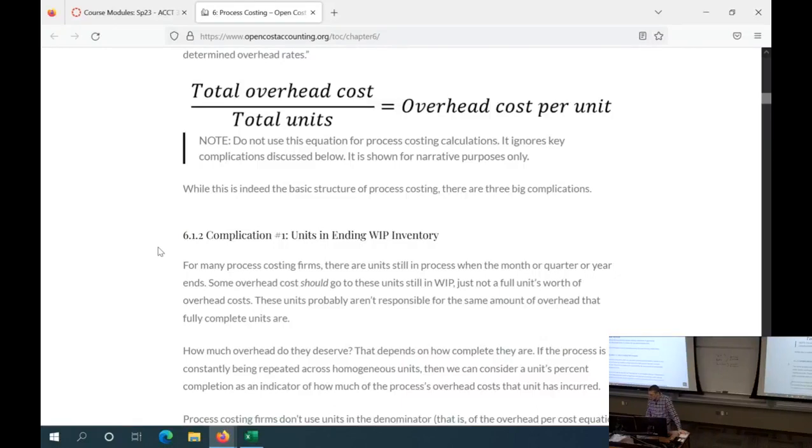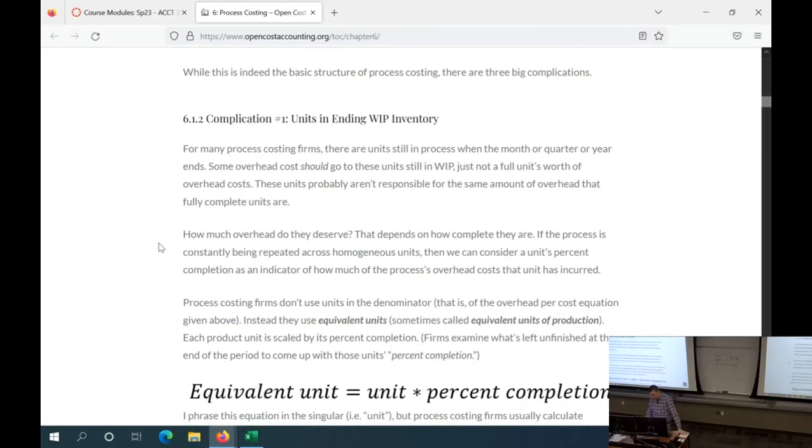The first complication that arises here is the fact that we have some units in an ending work in process. And that's going to be the case when we're in a process costing environment, mass manufacturing, continuous, and homogeneous, all those words are important in describing a process costing environment, like a marble manufacturing venture, or something like that. We're going to have, at the end of the period, a bunch of units that aren't all complete.